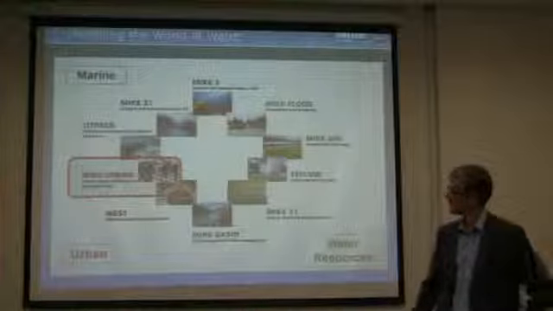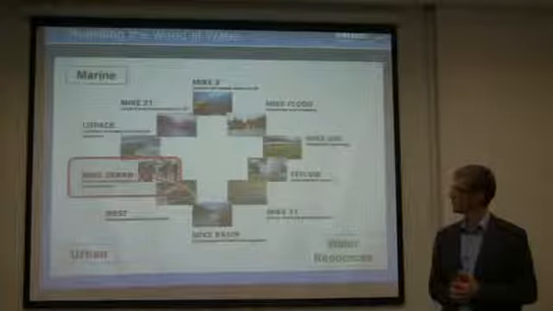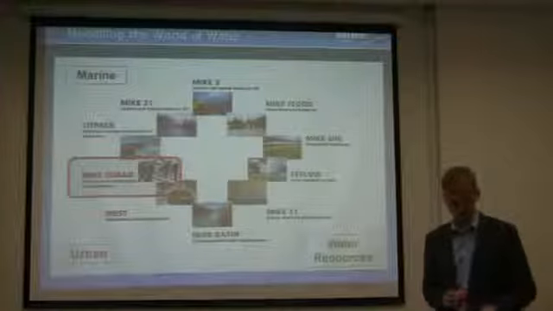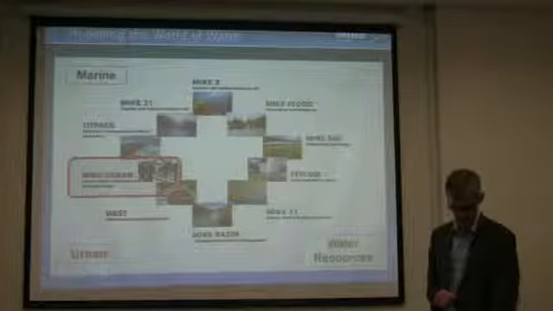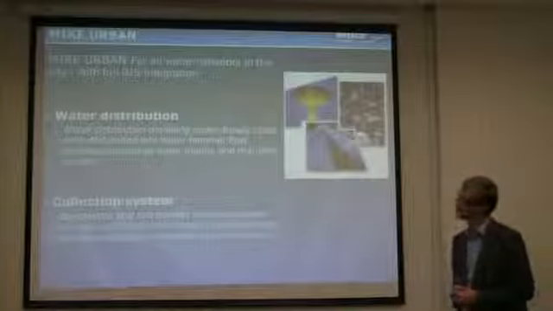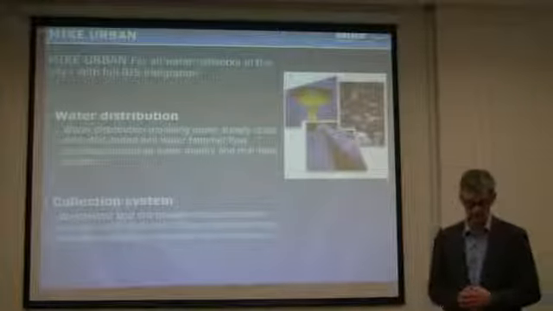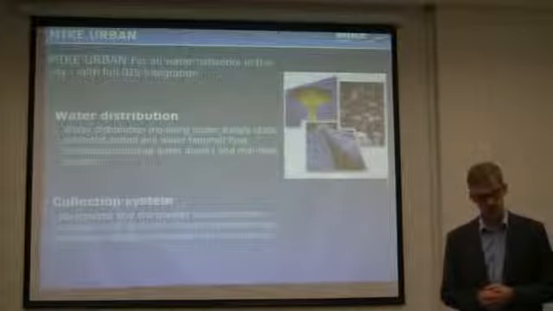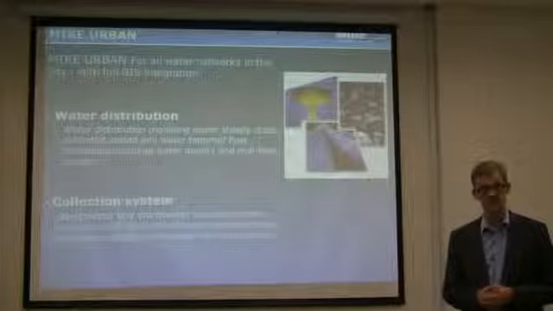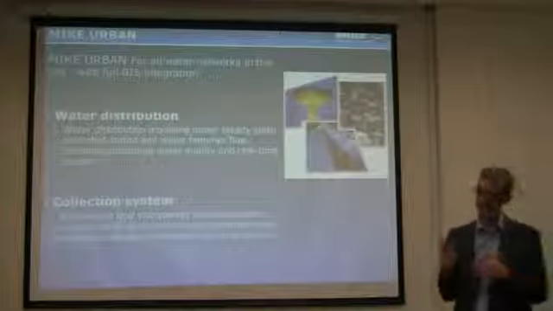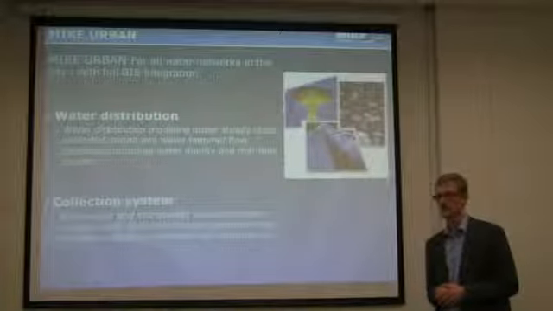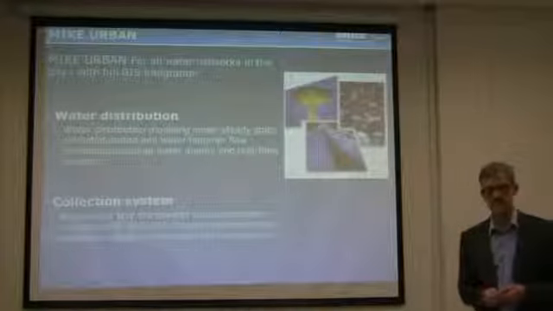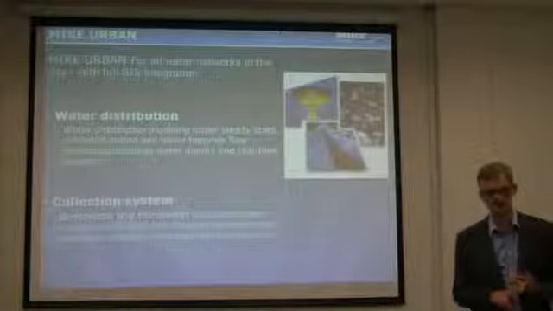To continue the list, or walking around the wheel of products, we'll just have a quick look at the urban part. In the urban part, we use the product called MyUrban. It's for all water networks within the city, and subdivided, you can say, into two main modules. There's a model for the water distribution as listed here, and there's a model for collection systems.